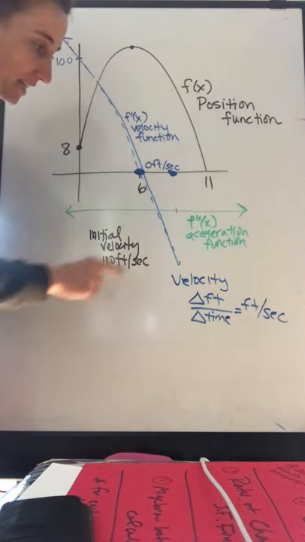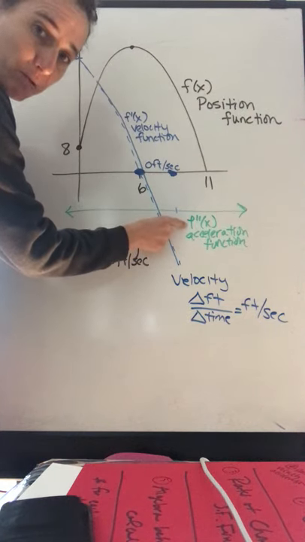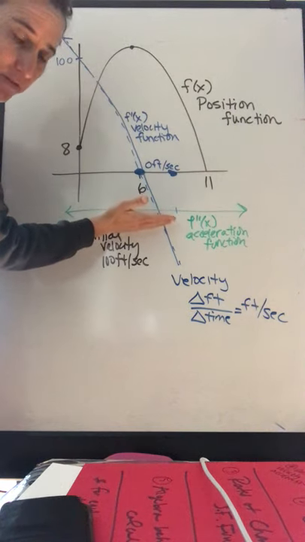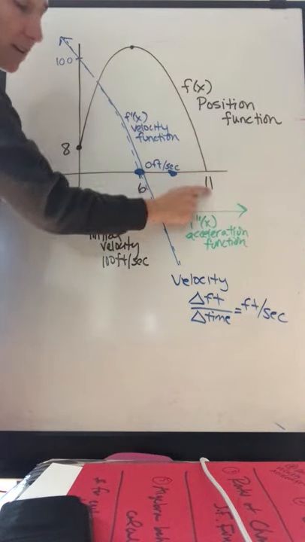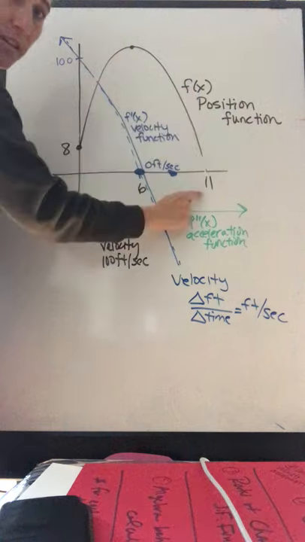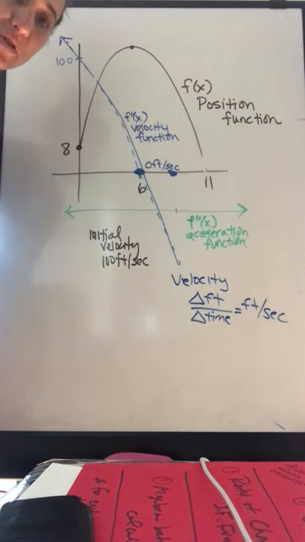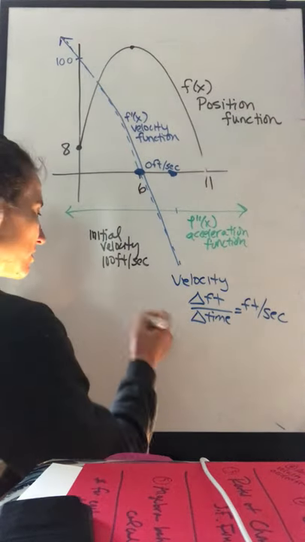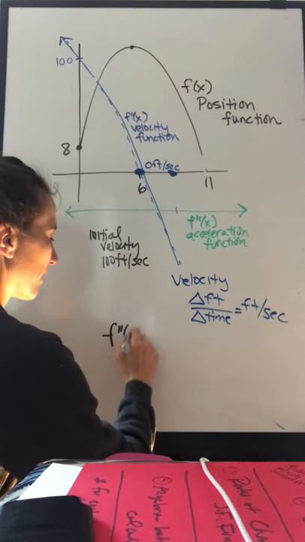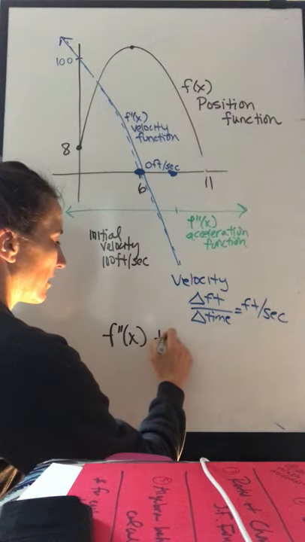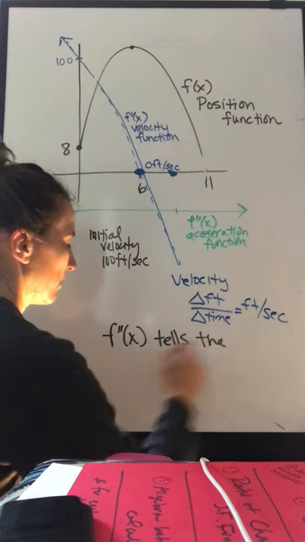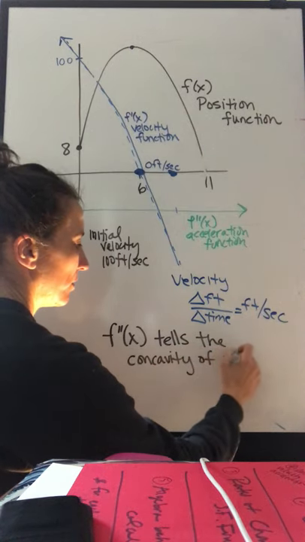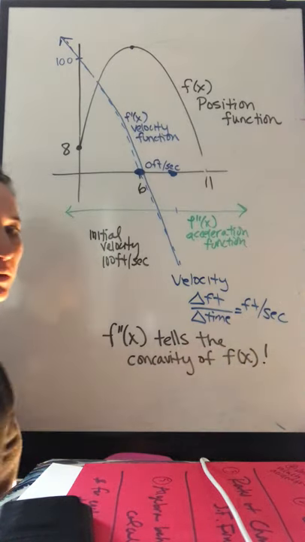So finally, let's tie in the relationship of f double prime to f of x. f double prime is always negative. What's the concavity of our f of x? Concave down. So there's a huge relationship that will take us further into our investigations. f double prime of x tells the concavity of f of x. Boom.